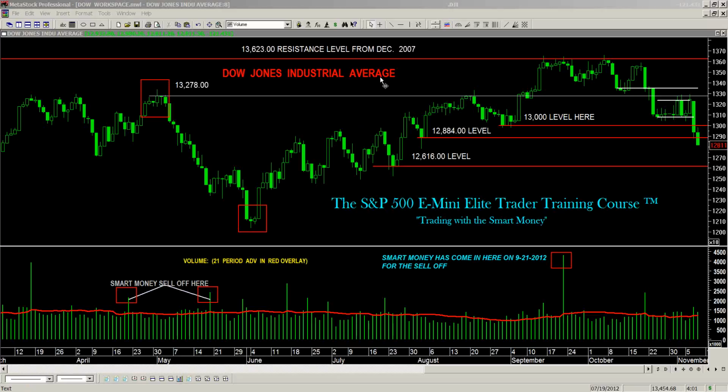Here on the Dow Jones Industrial Average, we see that we had smart money that came in here on 9/21 that was not quite readily available to be seen on the equities nor the futures. We will first use the Dow for the initial session to talk about how to make the relative comparison between volume as compared to prices, but not any type of volume. We're talking about smart money volume.